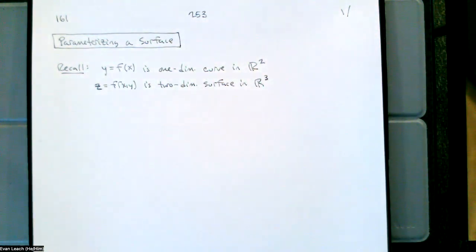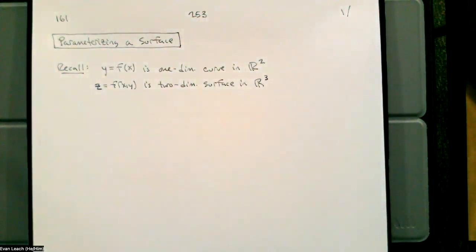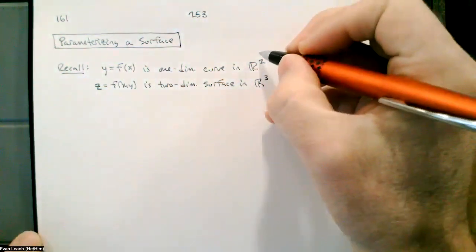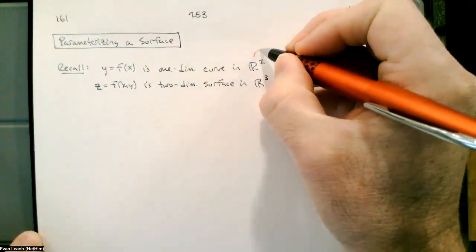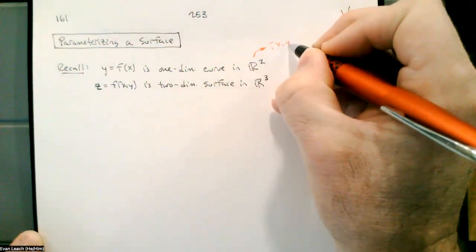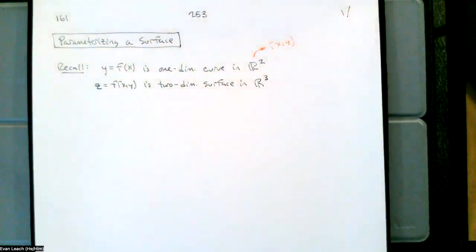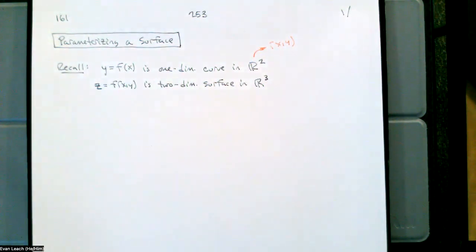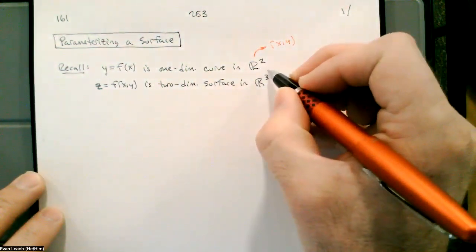The reason for the space that we're sitting in is just the number of variables that we put into play. So R2, because we're just describing a bunch of points, x, y. All the points in R2 look like x, y. And z equals f of x, y will have to be something in R3 because I've named an x, a y, and a z.